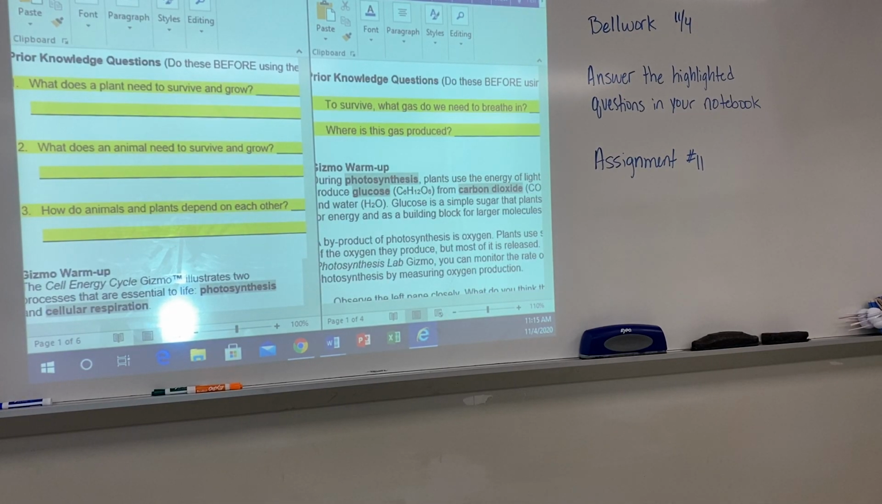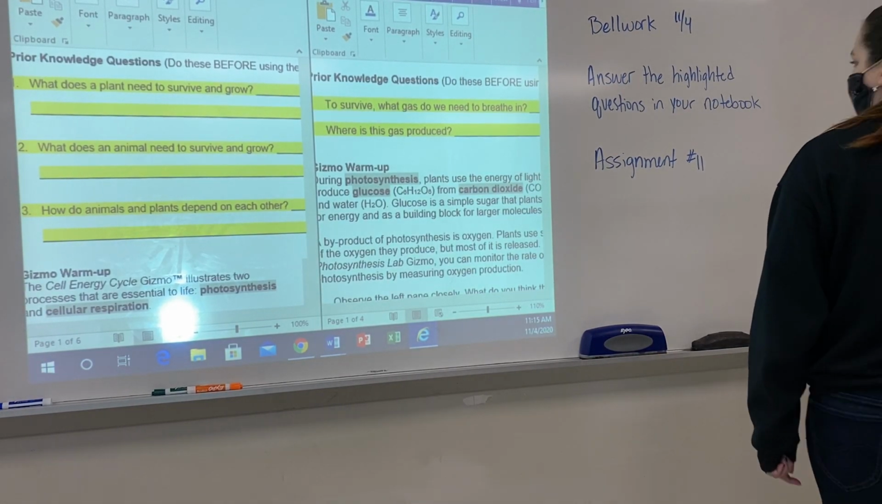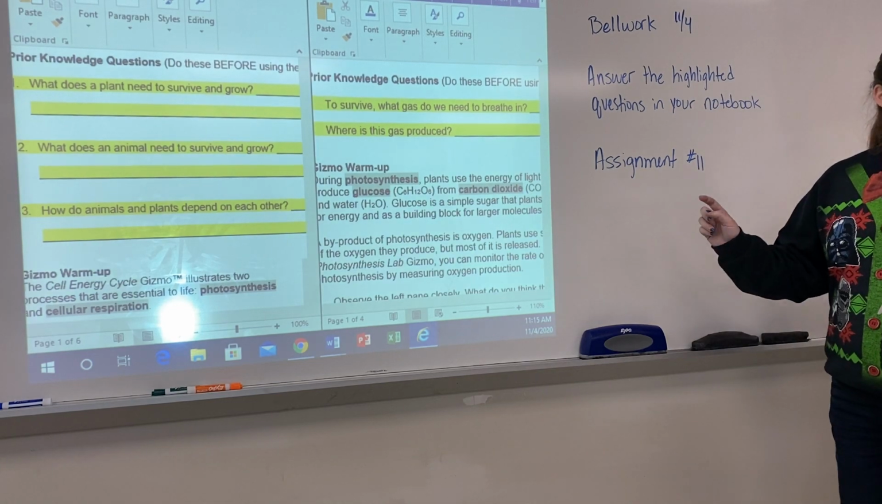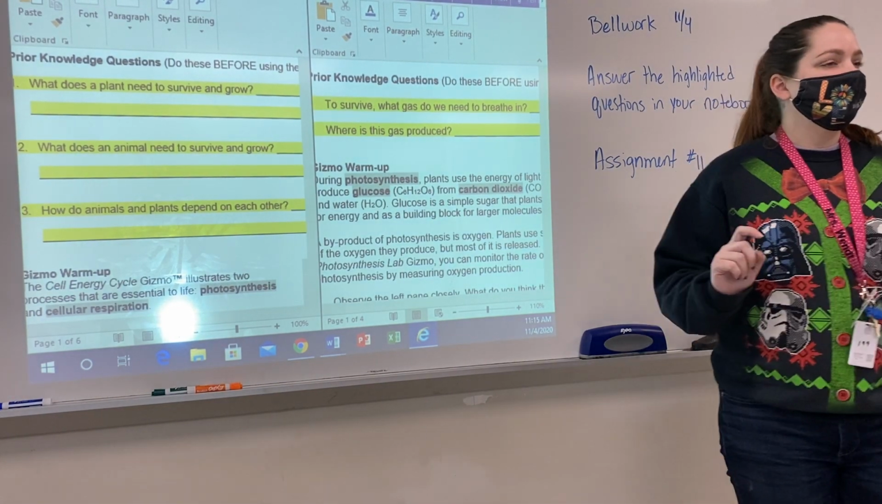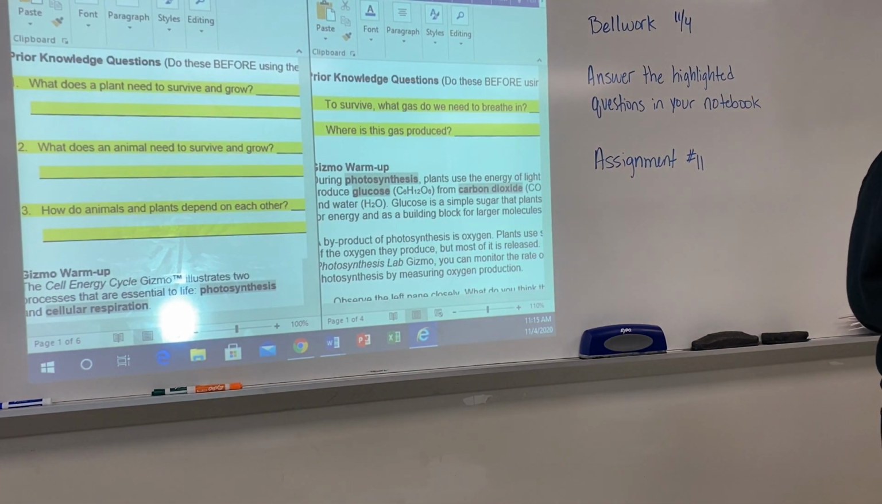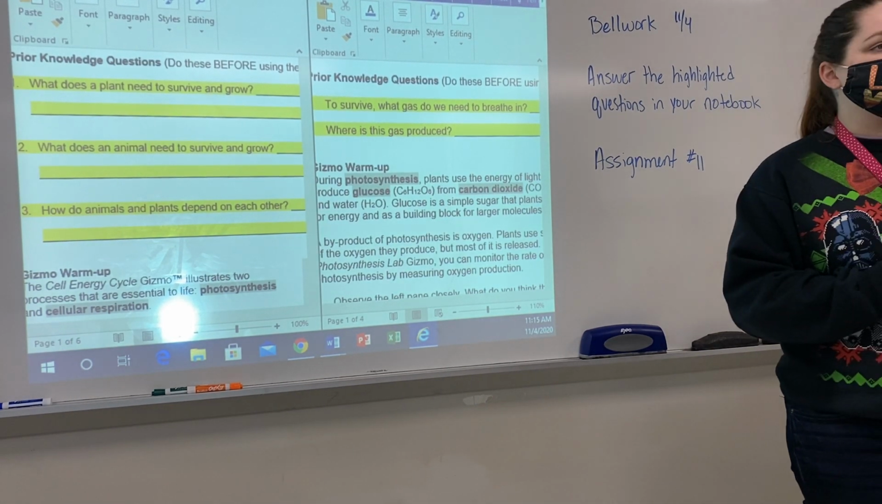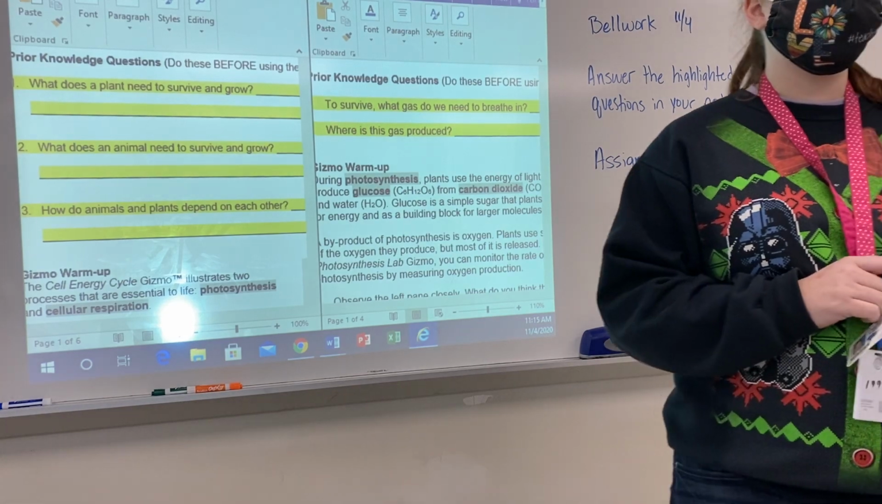All right, so you are doing assignment number 11. There is bell work on the board. You are answering the 5 highlighted questions. You do not have to write the question. Try and answer it in complete sentences, so when you go to study this, you know what the question was.